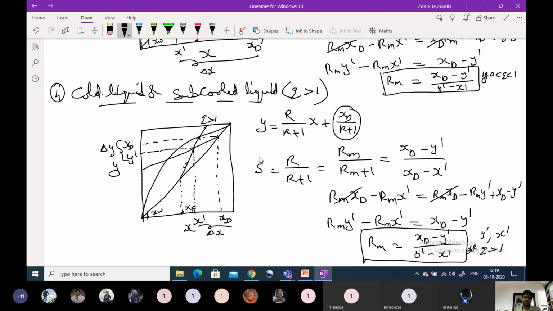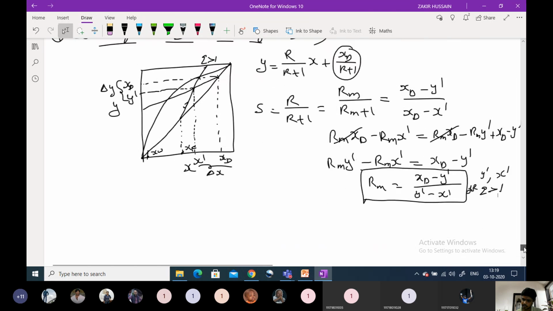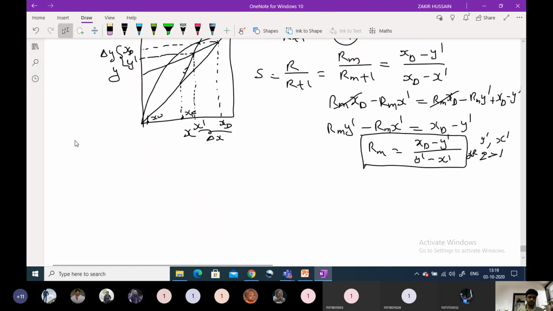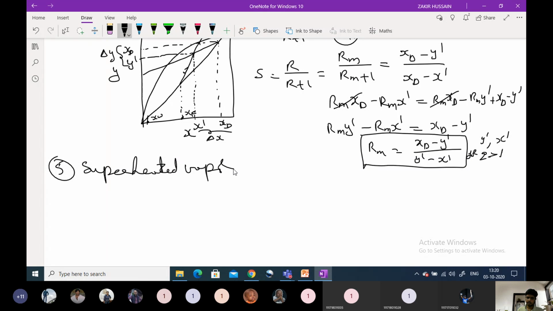The last case is the superheated vapor. I request you to please do this one, superheated vapor. For superheated vapor, Q is less than 0. Q less than 0 means our Q line will come like this, below, from XF, it will come like this. So you need to do this one, and just say what the final equation is after doing so in the next class.